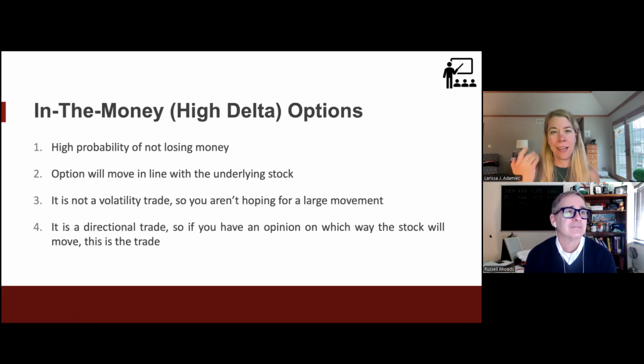Again, high in the money options. As you pointed out, and I queued this up very nicely, it's not a volatility trade. And that was just to your point of if something happens in implied volatility and there's a drop, you're not going to be losing quite a bit. It's also a directional trade.